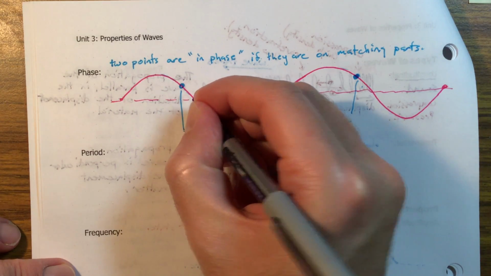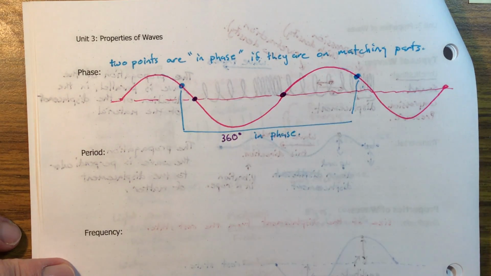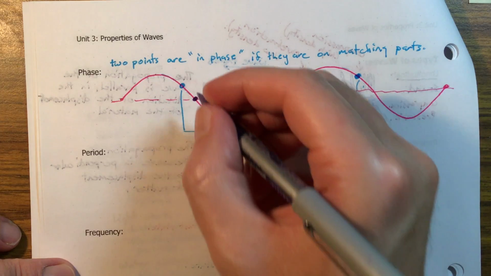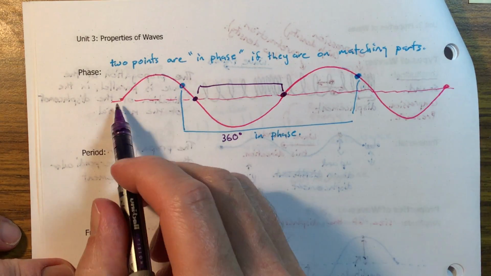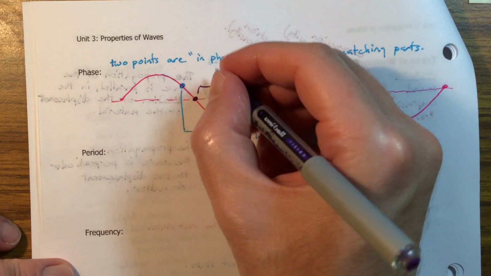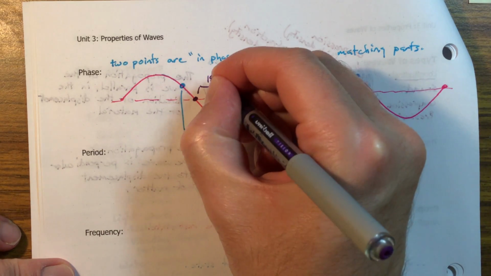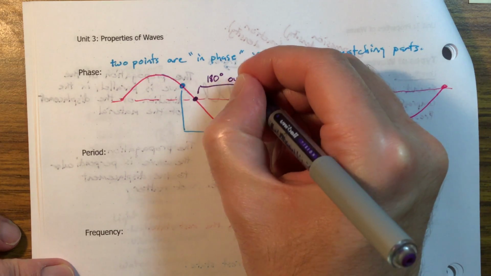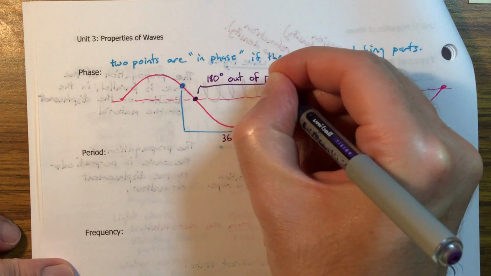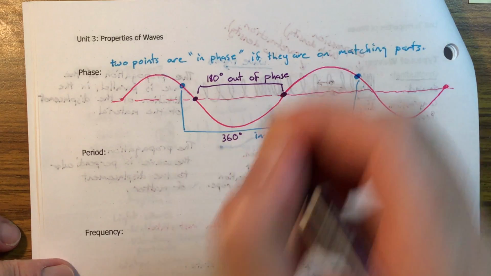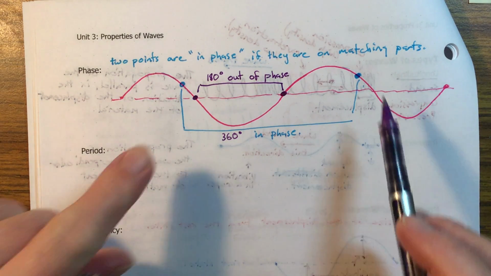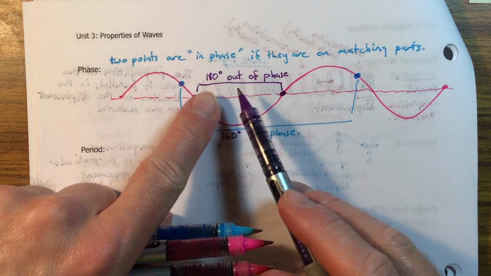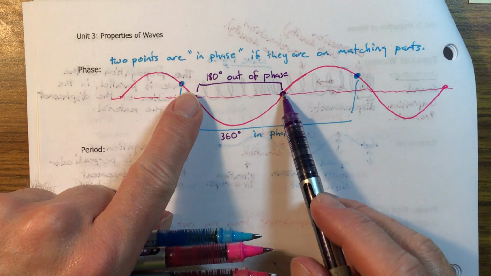This point right here and this point are not in phase. They're out of phase. This is halfway across the wave. Halfway across the wave is 180 degrees. So these are 180 degrees out of phase. They're kind of opposite points. 360 degrees in phase, matching. 180 degrees out of phase are at opposite points.